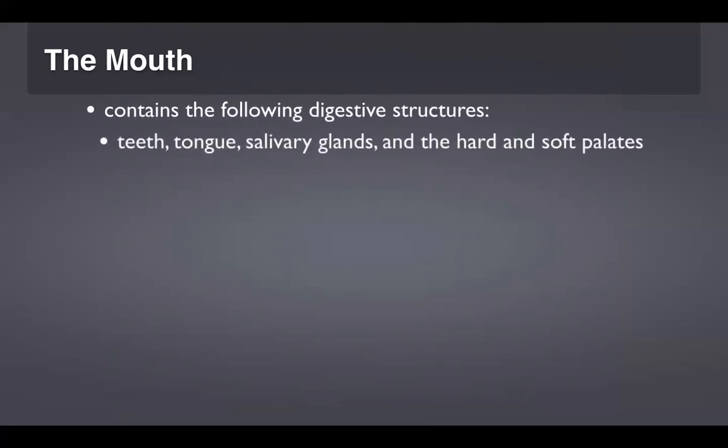The mouth contains the following digestive structures. There's the teeth, the tongue, the salivary glands, and then the hard and soft palates. So you know your teeth, you know your tongues. You usually don't identify your salivary glands, but we'll talk about that next. There are 3 pairs of those. And then if you feel your tongue against the top of your mouth, you'll feel the hard palate. That's harder. And then as you move your tongue backwards along the roof of your mouth, the hard palate will stop. And then you'll feel the soft palate.